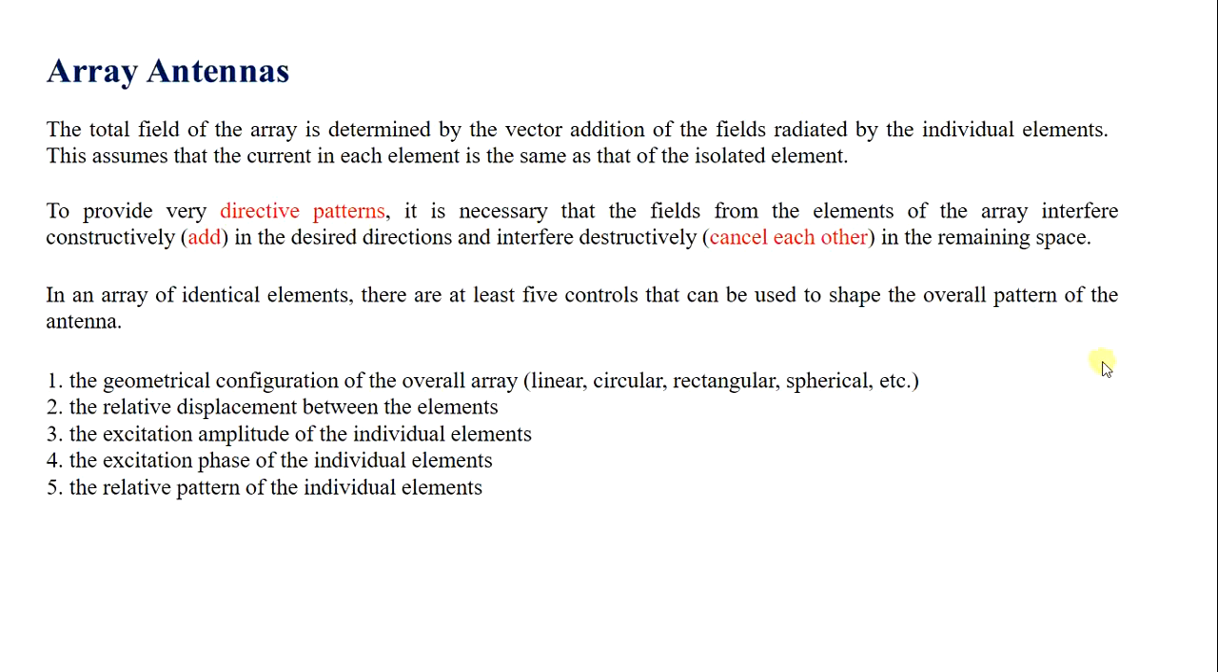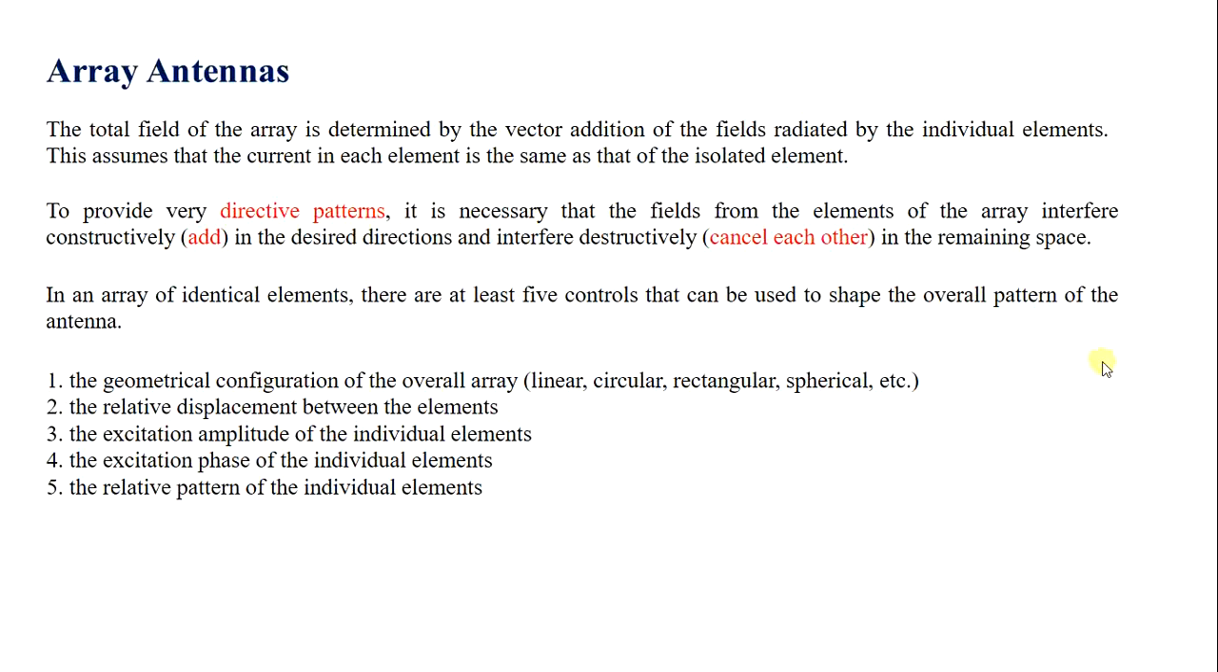So in the array antennas, there are multiple elements. So the total field of the array is determined by the vector addition of the fields radiated by the individual elements. And this assumes that the current in each element is the same as that of the isolated single element. To provide a very directive pattern, it is necessary that the fields from the elements of the array interfere constructively, that is, they get added together in the desired direction, and interfere destructively, that is, they cancel out each other in the remaining space.